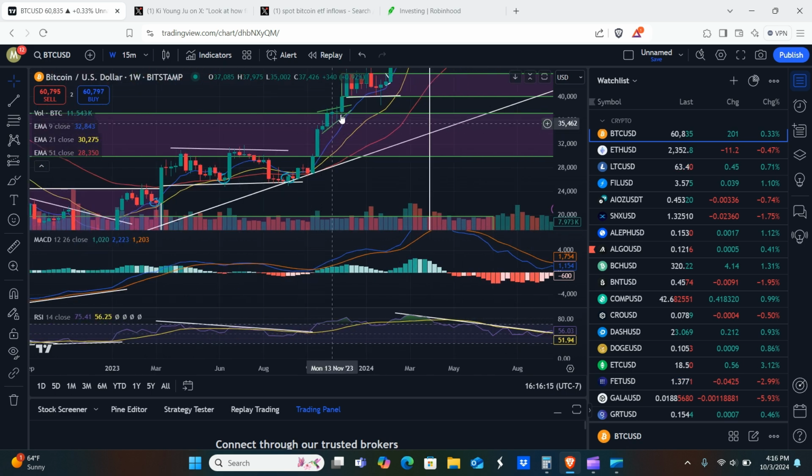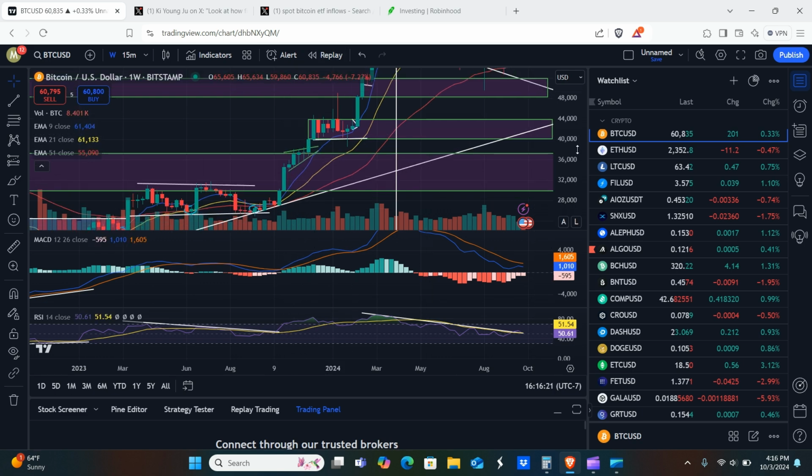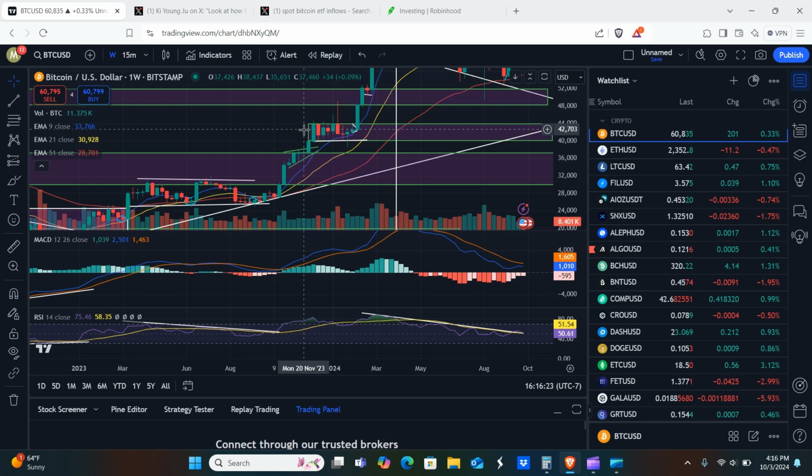Then you got this bull pennant, little tiny bull pennant right here. It's hard to see, but it's this little thing right here. What happened? We moonshot. Then we kind of went sideways again in an uptrend. What happened? Boom, ripped to the upside.